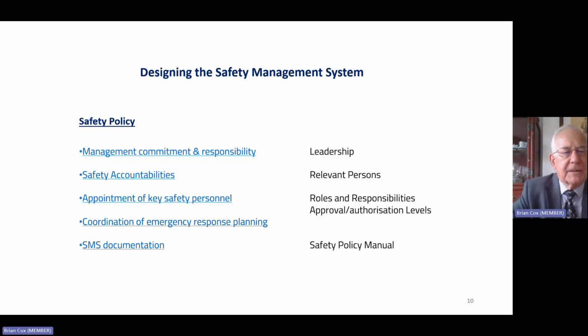So safety policy, as I said, this is about leadership, management commitment. So it's good if you have a safety champion, some senior person, and then safety accountabilities. That's appointing your PAP, your APs, and probably a responsible person as well, depending upon the construction of your building, whether you have multiple uses and so on. And then appointment of key safety personnel, that might be a building safety manager or whichever title you've given it in your organisation. And then coordination of emergency response planning is an important thing to be done. And then SMS documentation, safety policy manual.